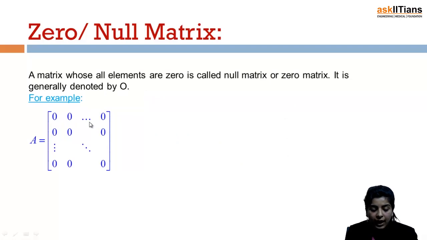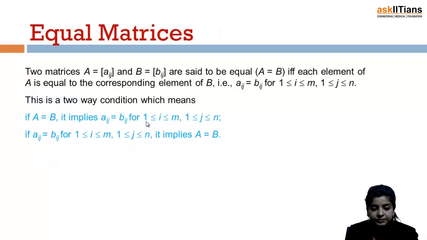Okay, first of all we have zero or null matrix. Zero or null matrix, as the name suggests, is a matrix whose entries are all zeros. So a matrix of this form, A equal to all zeros, is a zero matrix.